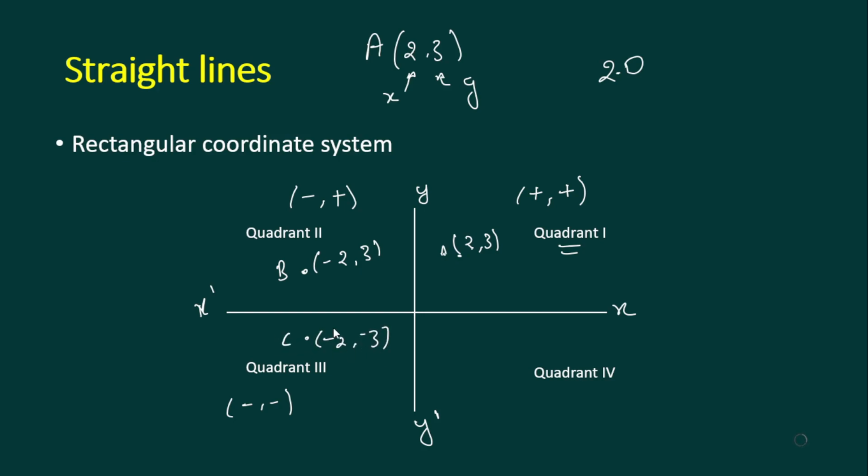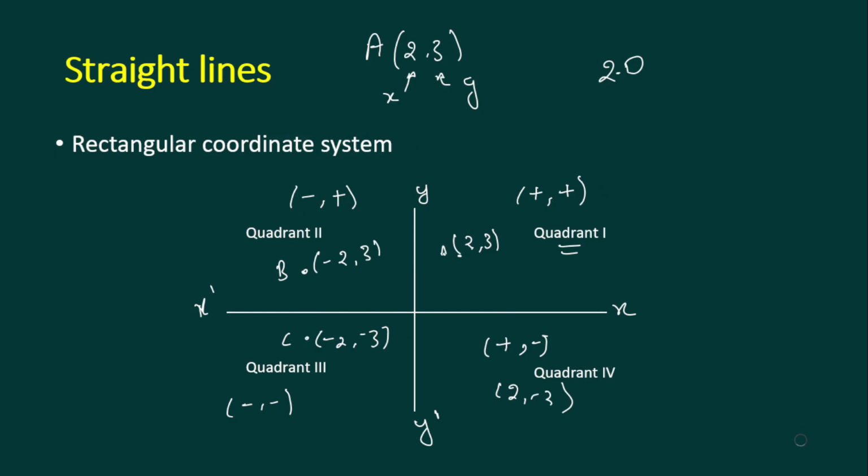Let's say point C is -2, -3. And similarly here, you can see that x is positive and y is negative. So we write first x and then y. So x will be positive and y will be negative, and if we write any point here, then this can be 2 comma minus 3. So this is basically our 2D rectangular coordinate system.